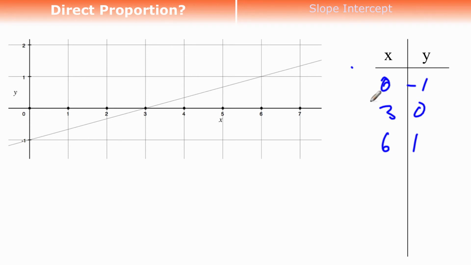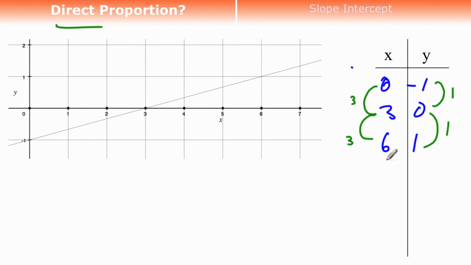When I take a look at the numbers here, I see that this one jumps by 3, and then this one jumps by another 3. Now, for every 3 that this one jumps, it looks like y only jumps 1. If you're down 1, you go to 0, you're up 1. To go from 0 to 1, it'd be another 1. So if I can see consistency among all the data like this, then I know it's a direct proportion.